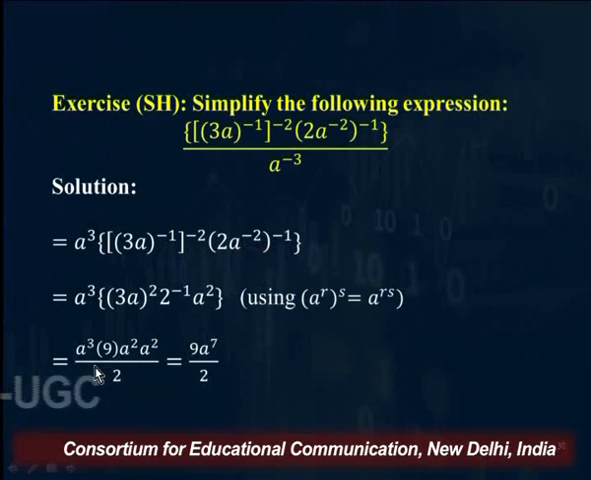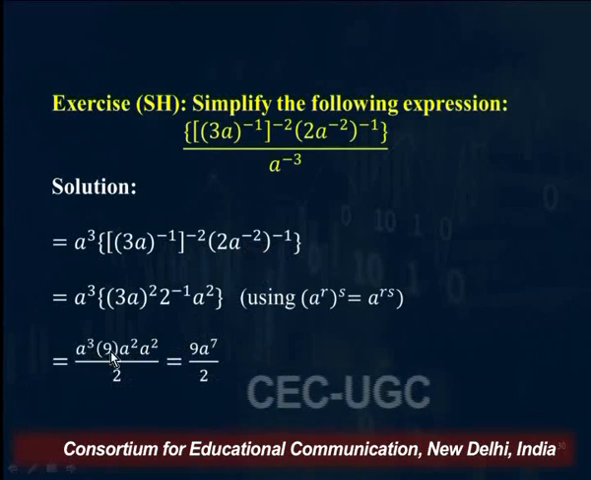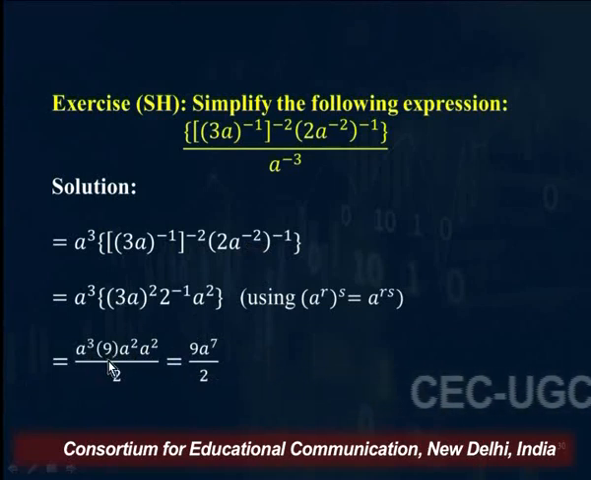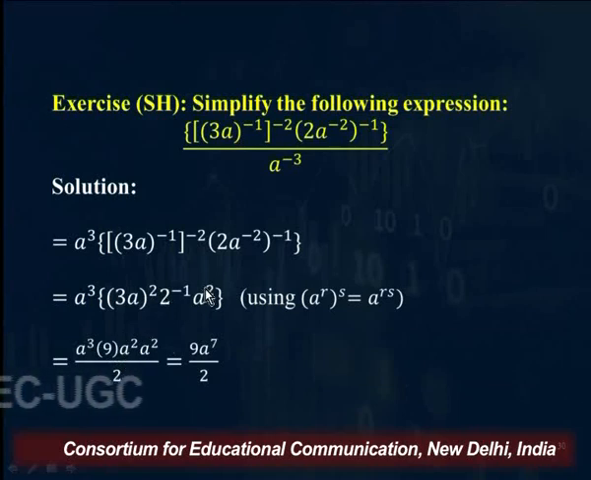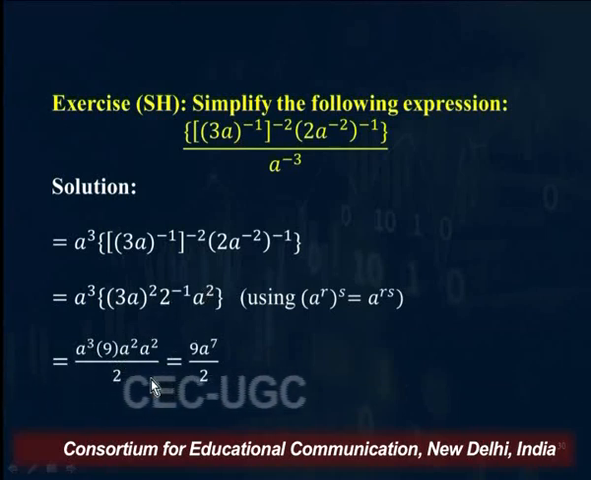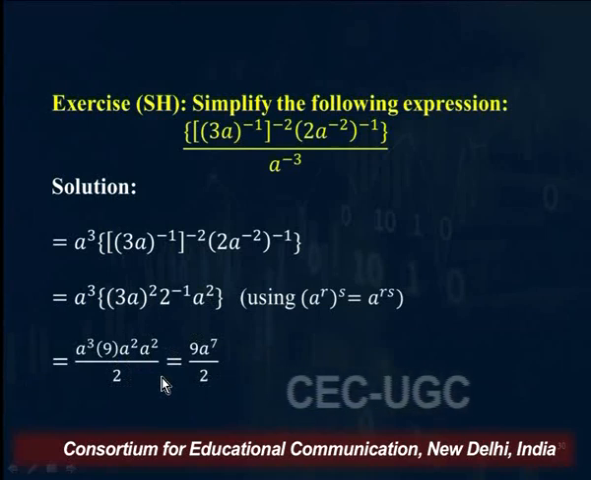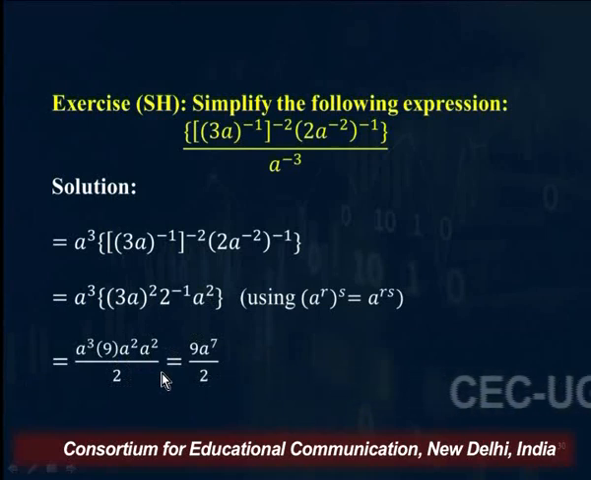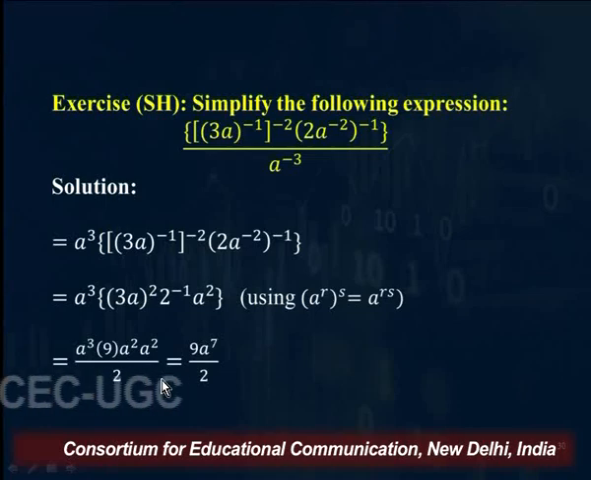Things are already set for getting the solution. So you have a cubed here. 3 squared is nothing but 9, right? And you get a squared. 2 I've taken to the denominator, and then you have another a squared here, and that then gives us 9 a to the power 7 divided by 2. Okay, so that is a simplification.